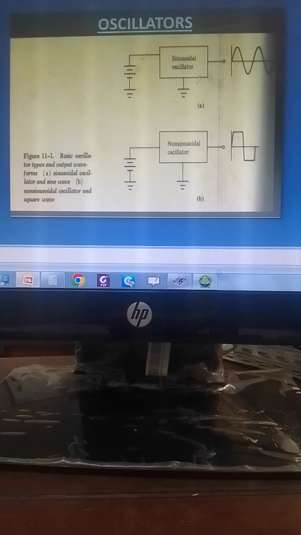It produces a sine wave. Then this one is non-sinusoidal, and it has got a square wave. So as you can see, when it entered here, it produced a sinusoidal one. It is a sine wave. But this one, which is non-sinusoidal, has got square waves. So oscillators are of many types and perform many functions.